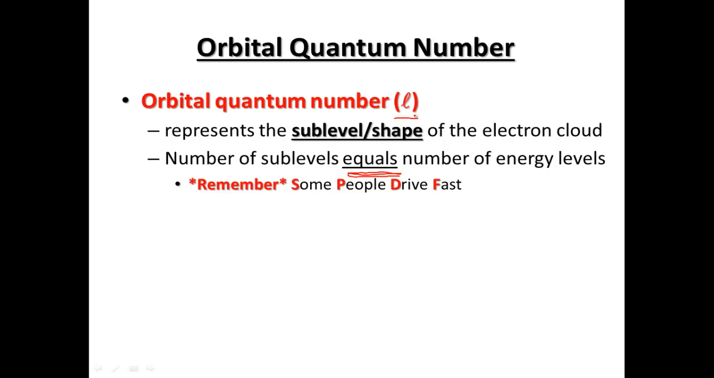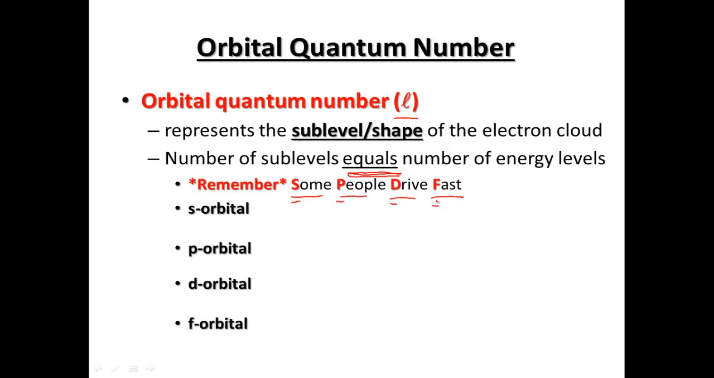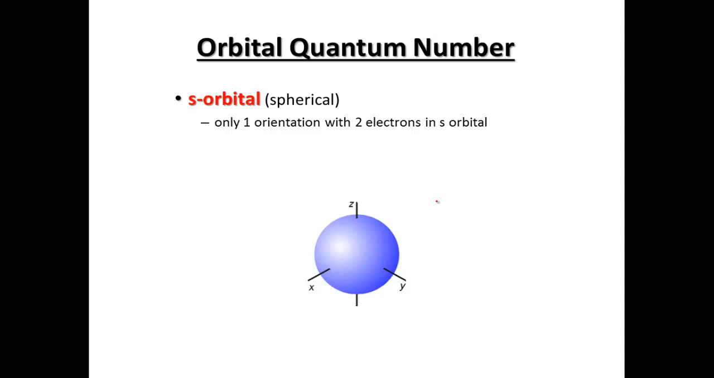I'm going to have you write down real quick this acronym: Some People Drive Fast. What it's going to represent is s, p, d, and f. It's just an acronym to help us remember these four letters, and it's going to be the sublevel or shape of our electron orbital. So s orbital, p orbital, d orbital, and f orbital are those ones. So what we're going to look at is the four orbitals.